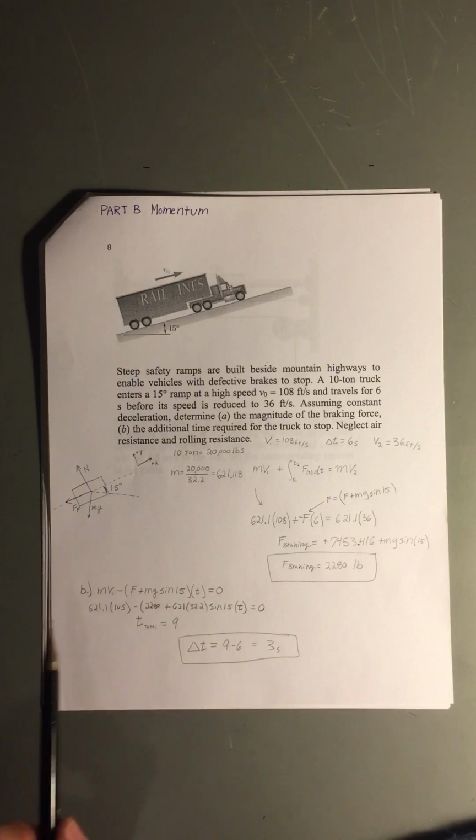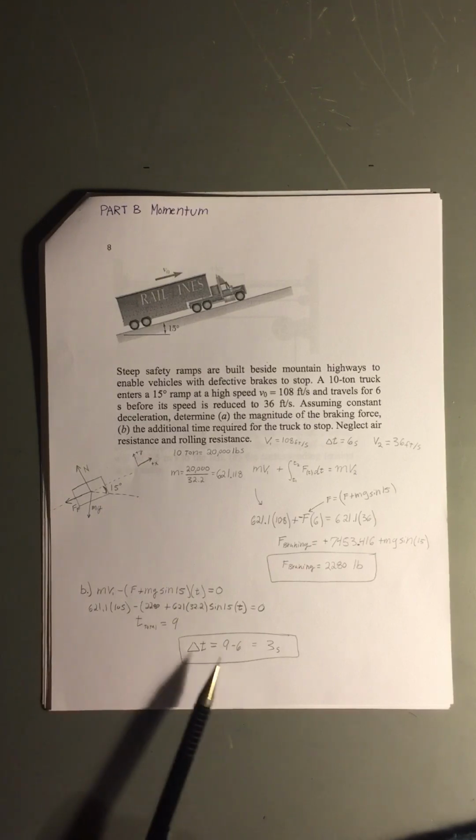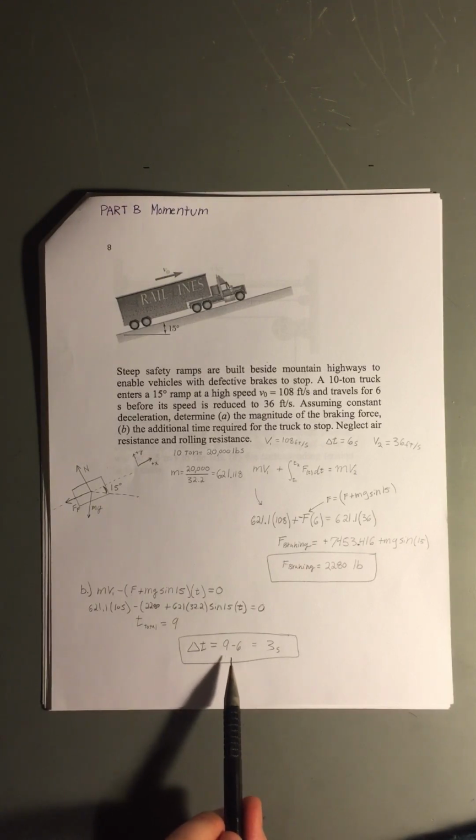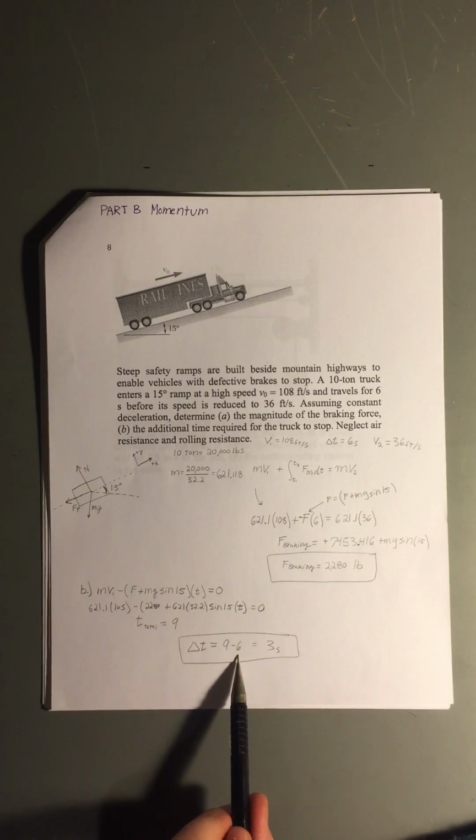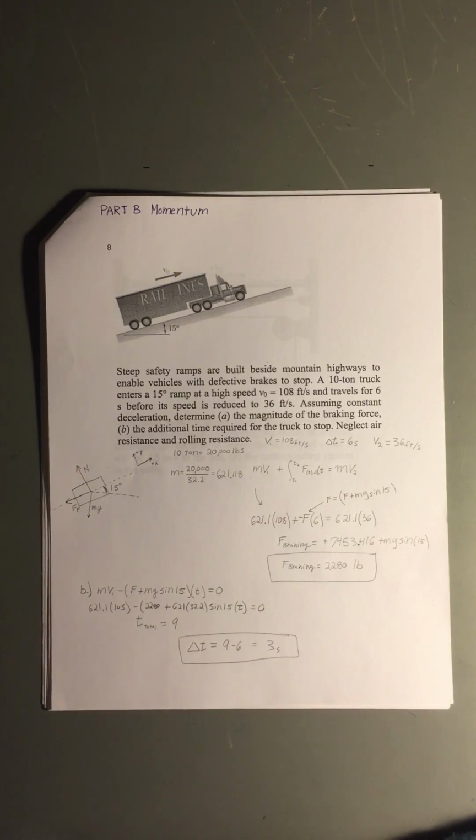And so plugging in everything that we know is right here, and then solving for time, we get the time equals 9 seconds. But the problem wasn't asking for the total time. It was actually asking for the additional time. And in part A, we know that the truck already traveled for 6 seconds, and so the delta t there would be the 9 that we calculated minus the initial 6 for an answer of 3 seconds.